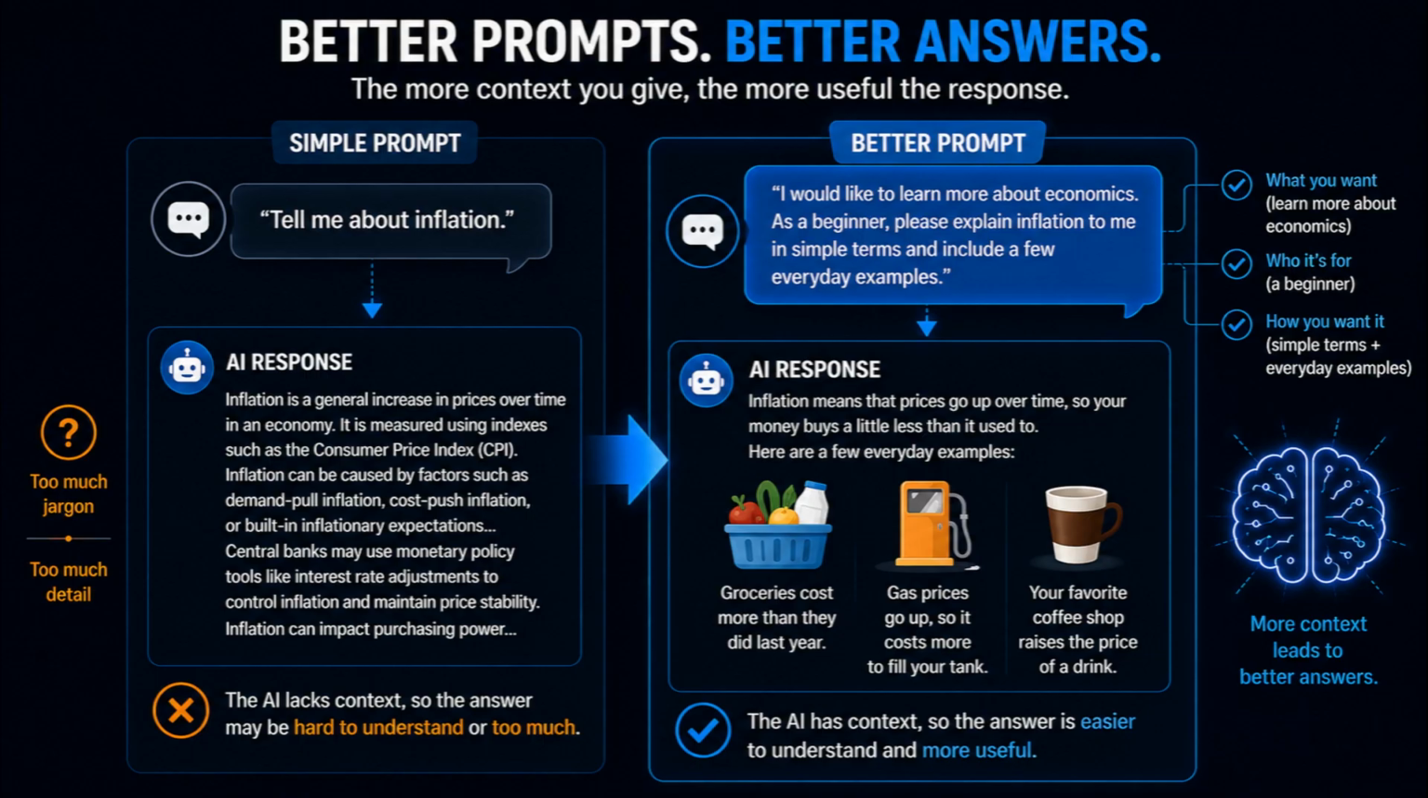Now imagine asking, "I would like to learn more about economics. As a beginner, please explain inflation to me in simple terms and include a few everyday examples." That is still a simple prompt, but now the AI knows more about what you need. You've told it what you want it to do, who the explanation is for, and how you want the answer presented. That's the basic idea behind better prompting.